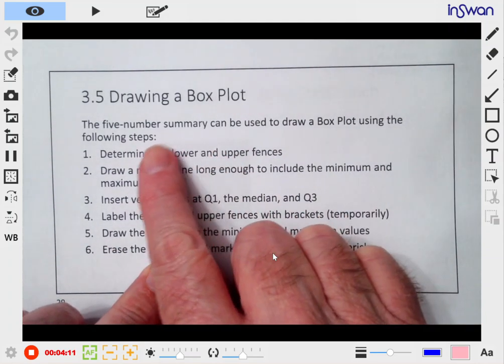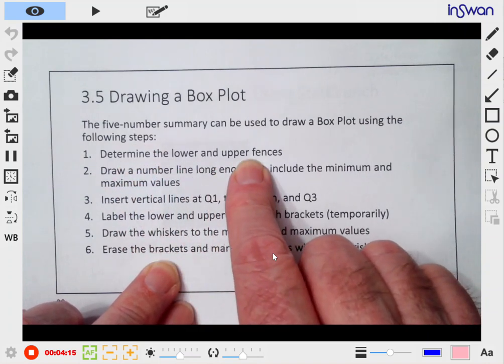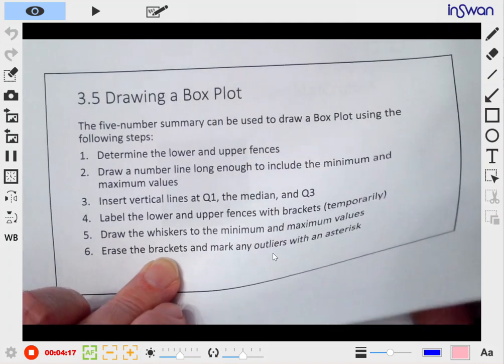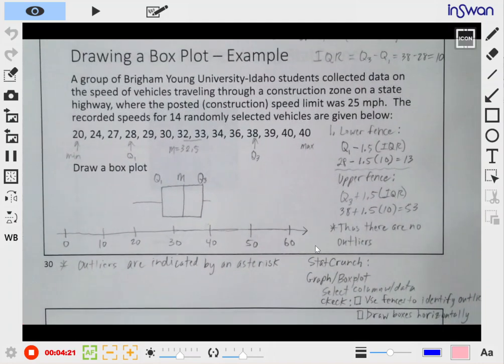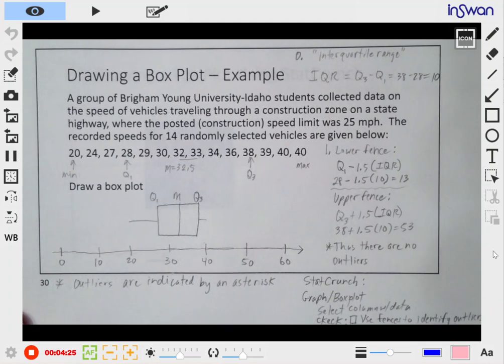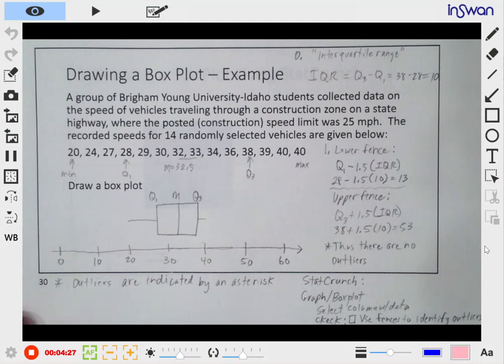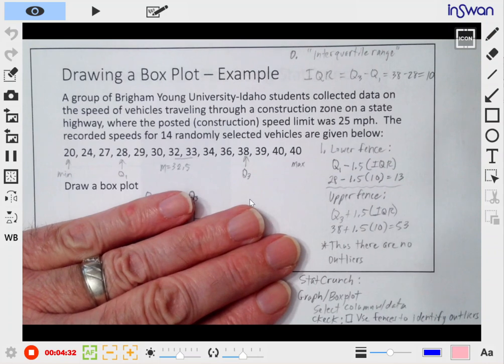Now notice it does say to start by finding the lower and upper fences, and so we'll get on that pretty quick. So we're working with the same data, and we're going to draw a box plot. Now I've already done that, so just kind of ignore that for now. But basically our first step was to find the lower and upper fences, so we need the IQR. So I found that up here.